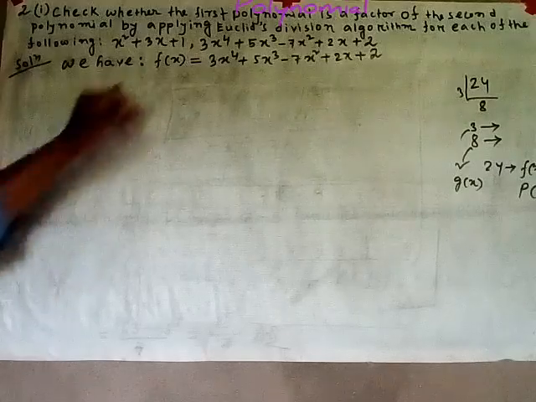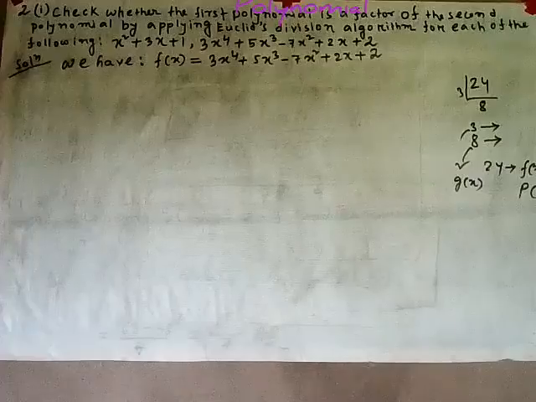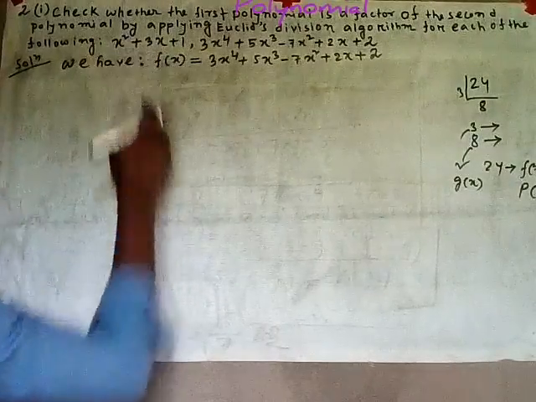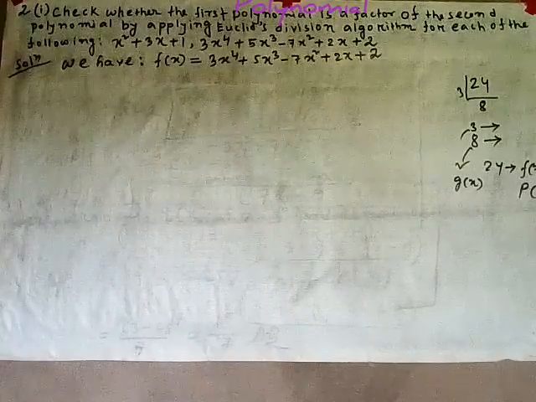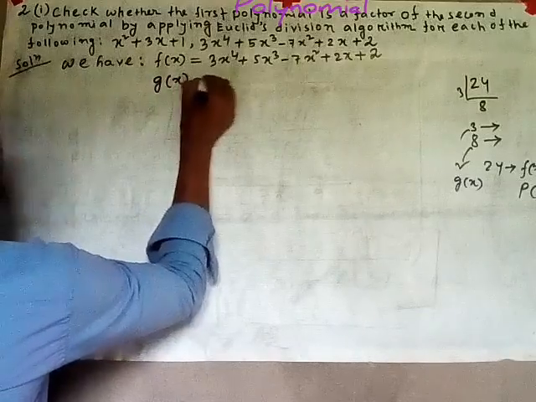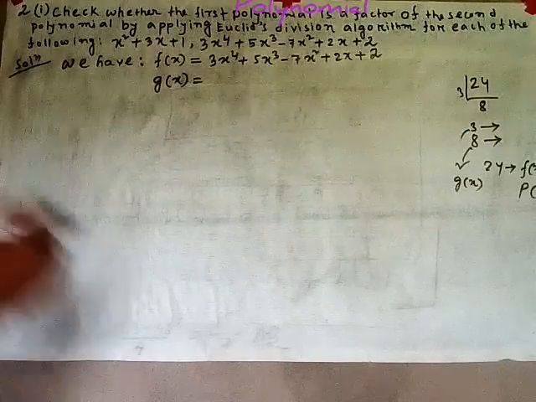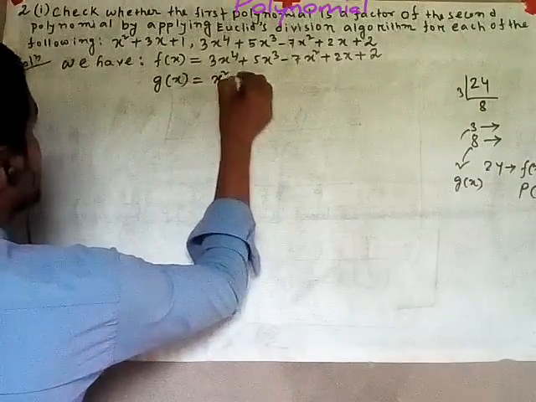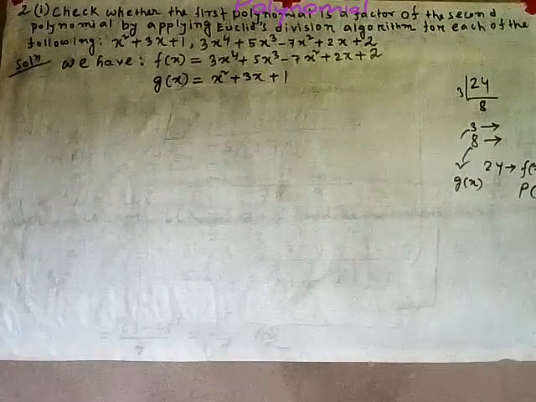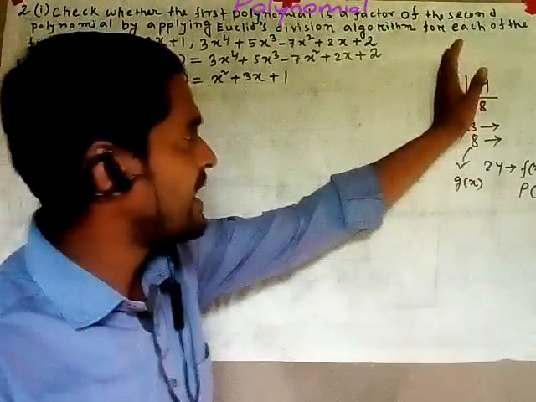Try to understand: f(x) means function of x. It means this is the dividend part. And the first polynomial, this x square plus 3x plus 1, what is this? This is g(x). g(x) is x square plus 3x plus 1.